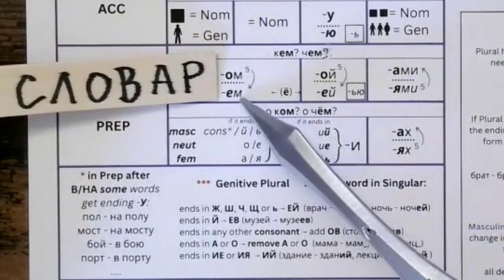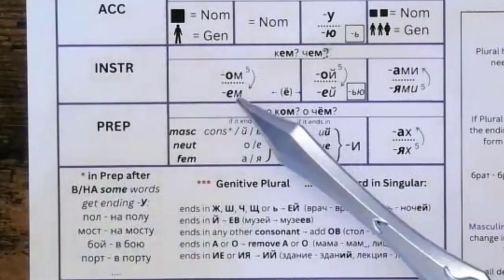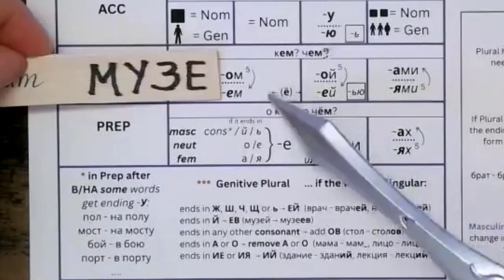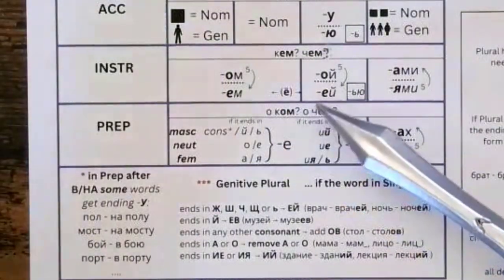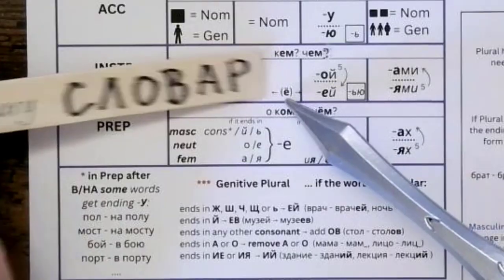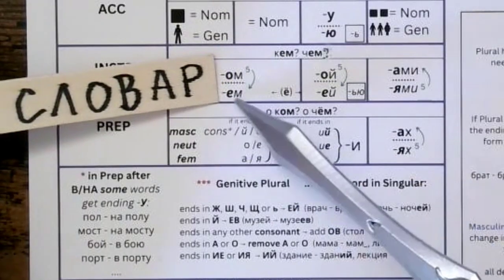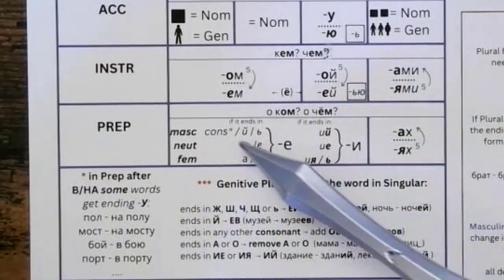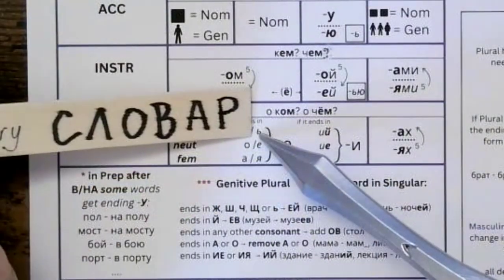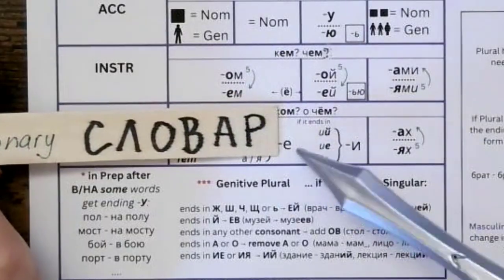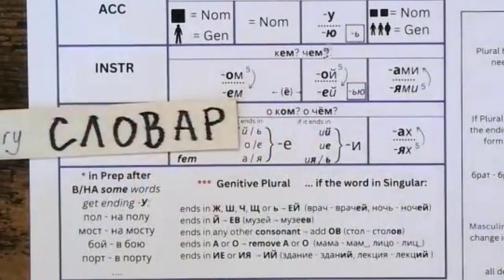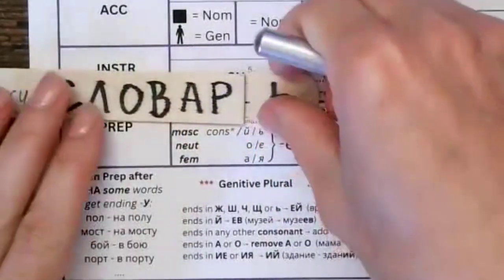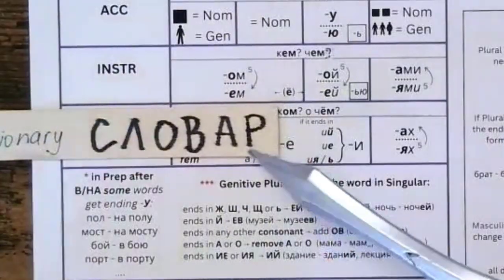Remember, музей was also soft and it got yem. It didn't change to yo. But словарь is one of those words that does have this change. So it changes to yom: словарём. Then here for the prepositional, if it ends in a soft sign, which it did, it gets the ye. Словаре. We remove the soft sign and we add ye.